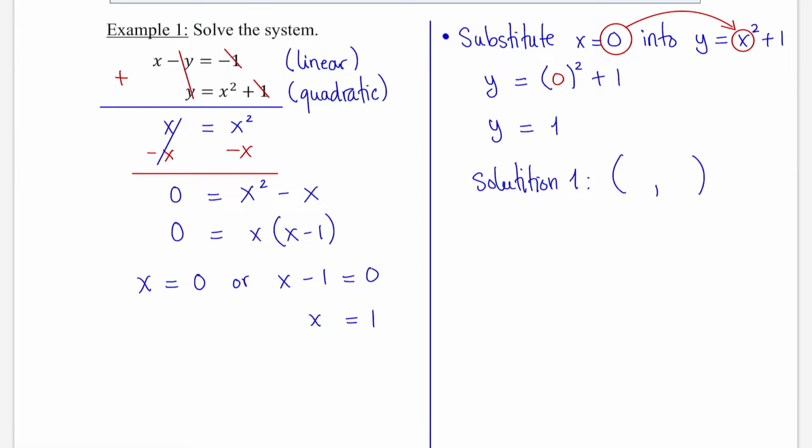So my first solution in ordered pair format is x comma y. My x is 0, my y is 1. So my solution is 0, 1. This is the first solution because I used x equal to 0 to find the corresponding y equal to 1. Now I need to use x equal to 1 to find its corresponding y.